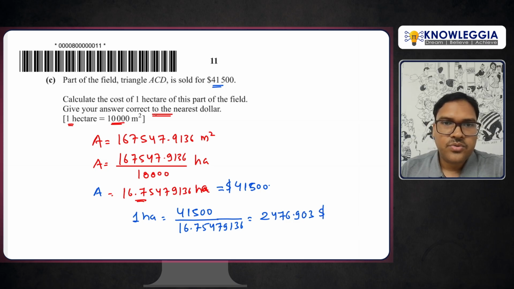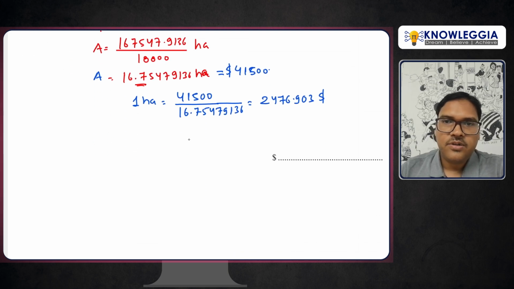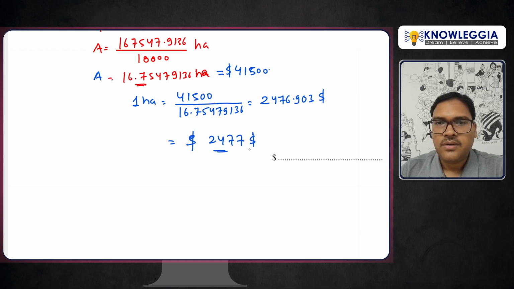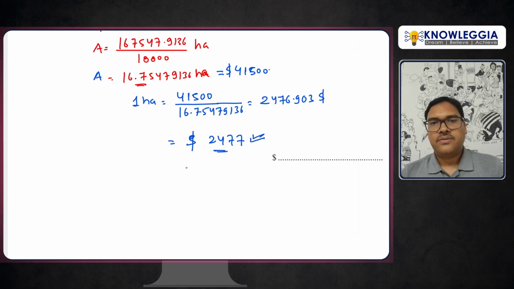Okay, so now they are asking you to write the answer to the nearest dollar. So what is the nearest dollar? The answer will be equal to $2477. Right? So I hope this is the correct answer. Let's check the answer key. So 2477 is the correct answer.